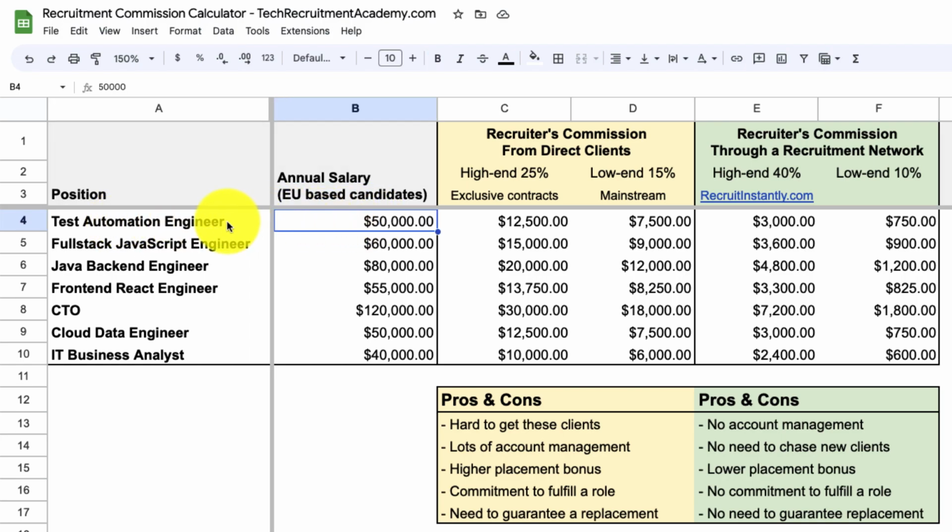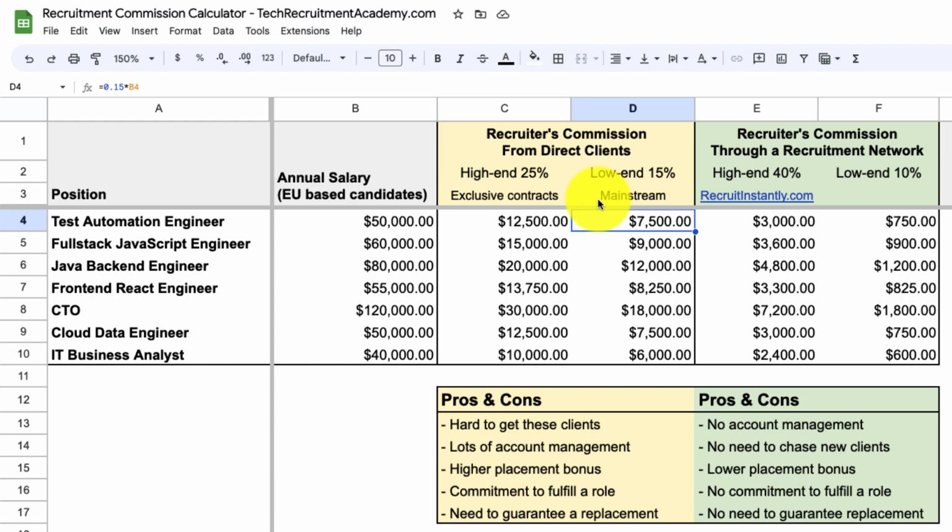And the salary of the test automation engineer could be 50,000, it could be 70,000, it could be $100,000 per year, right? It depends on the seniority. Just as an example, let's say it is $50,000. Well, then it depends on your commission, right? If you agree with the client that they will pay you 15%, then it will be 15% of 50,000, which is about $7,500 that you will invoice directly to the client.